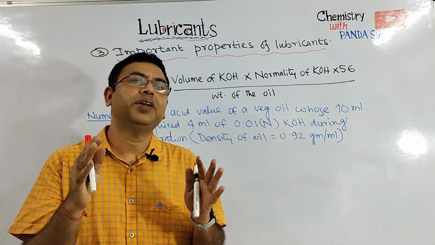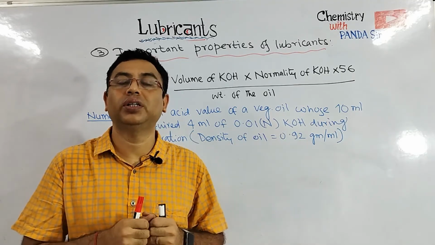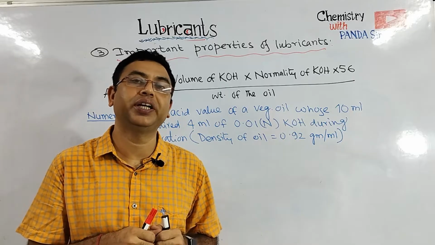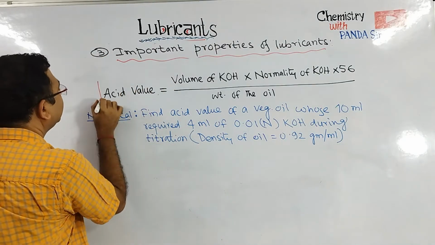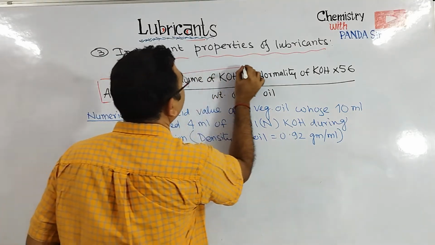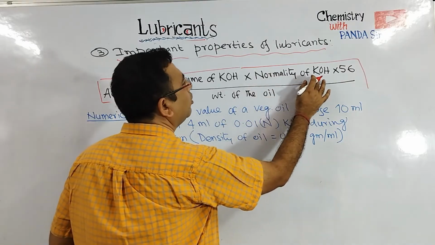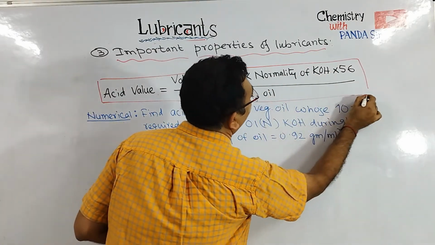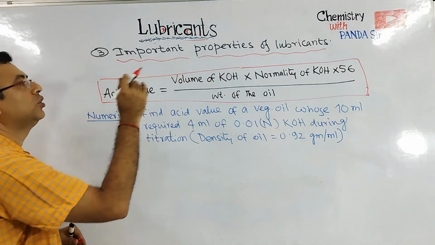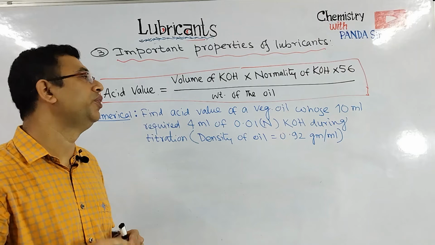So now, as I said, we need to find out the acid value present in the lubricating oil, and this is the working formula. Acid value is the volume of KOH into the normality of KOH into 56 divided by the weight of the oil. So this is the formula to find out the acid value of any lubricating oil.